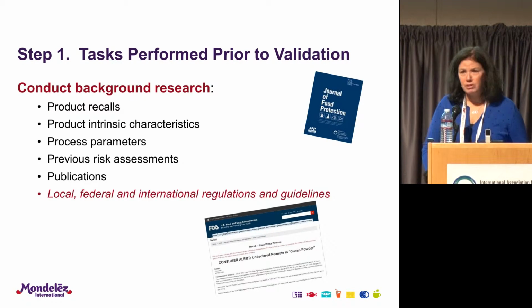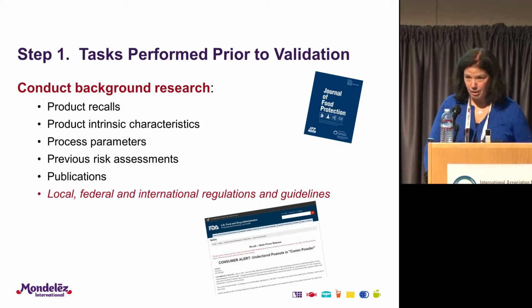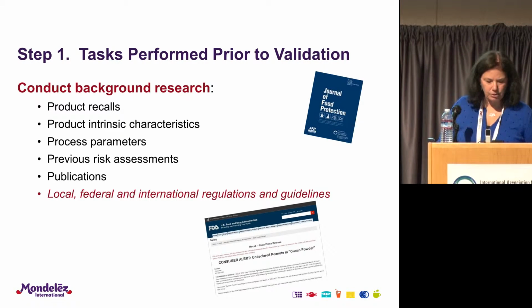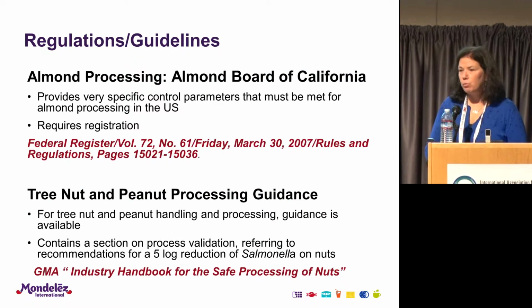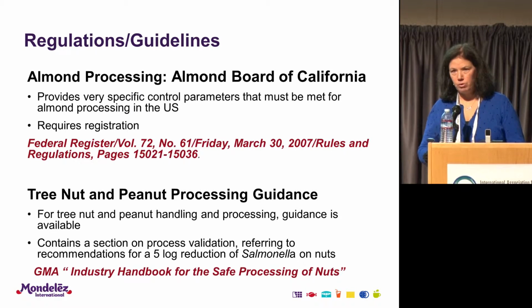Are there previous risk assessments for this product and process? Do you know who the experts are, and can you reach out to those experts to see what those risk assessments are? You look in publications. You might go to Google Scholar to find some background information. And last but not least is local, federal, and international regulations and guidance. So just take a look at this for a second. For one example, I'll use nut processing. In nut processing, there are kind of contrasting guidelines and regulations. The first is the Almond Board of California, which provides very specific control parameters that must be met for almond processing in the United States.